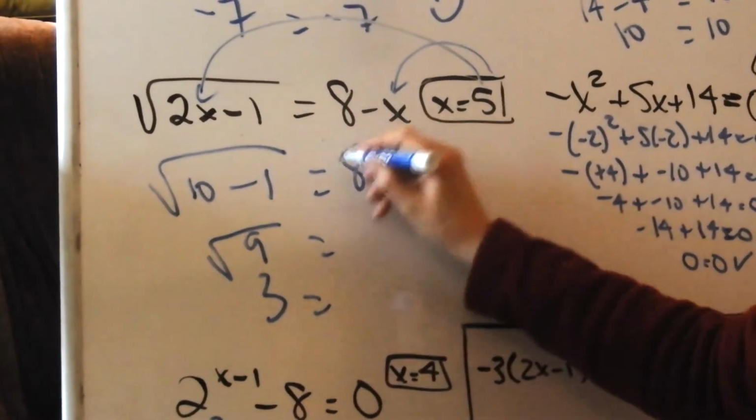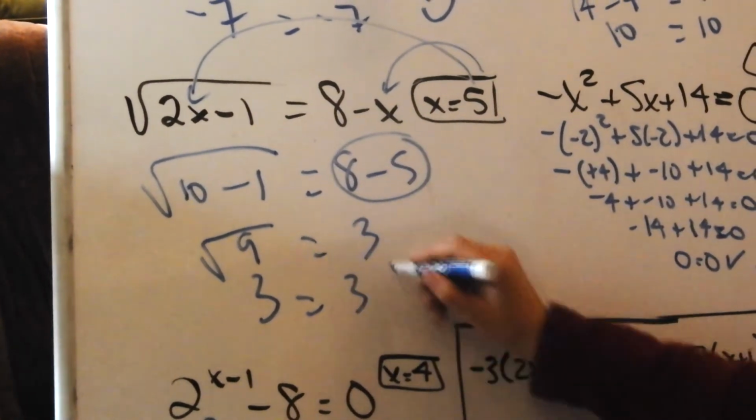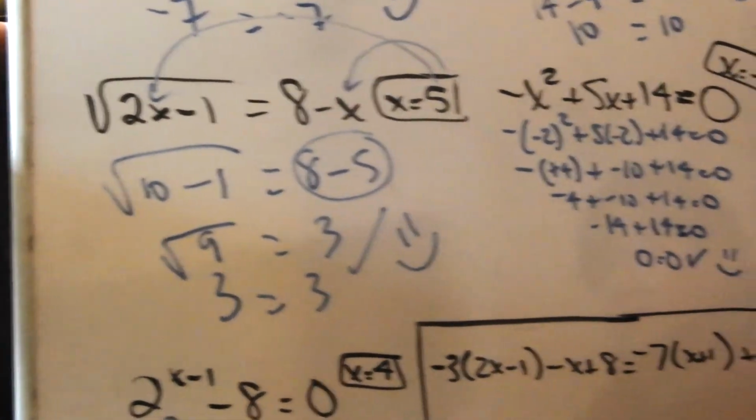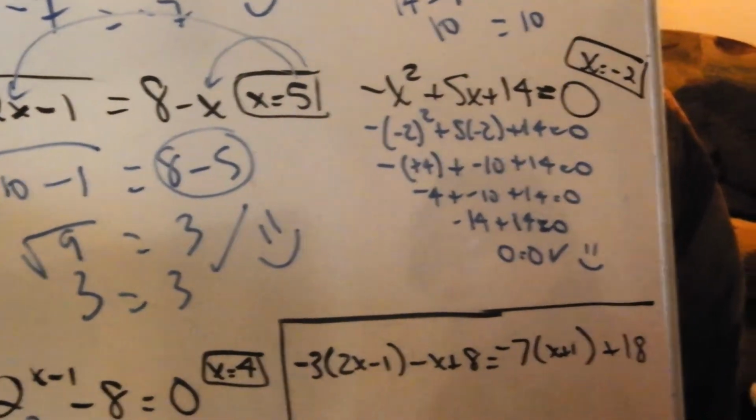And I'm going to see what's happening over here. 8 minus 5 is 3 also. So again, the left and the right balance. So I'm 100% sure I have the right answer.